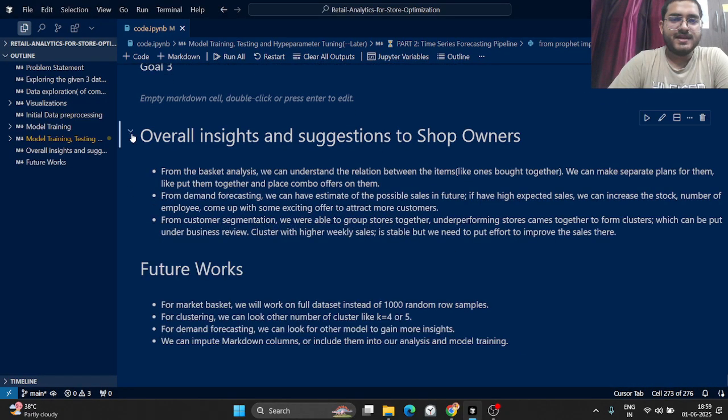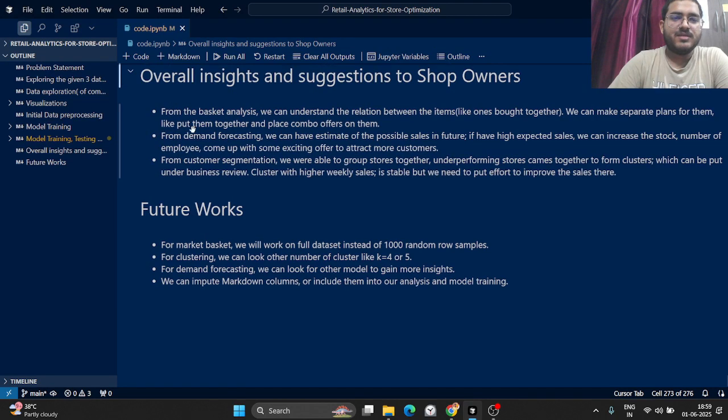So the overall insights and suggestions. From the basket analysis, we can understand the relation between the items, like which are frequently bought together. We can make separate plans for them, like put them together and place combo offers on them, so that when customers come, they are more likely to buy them together.